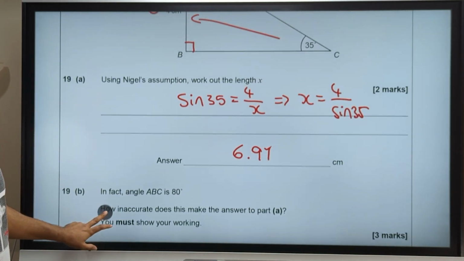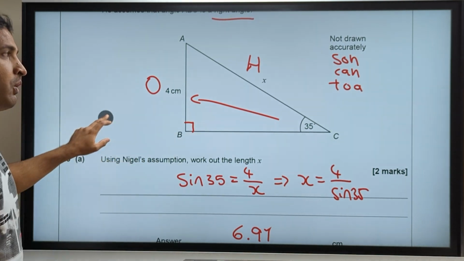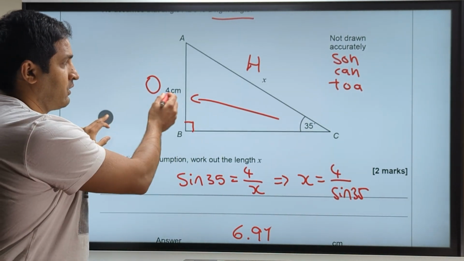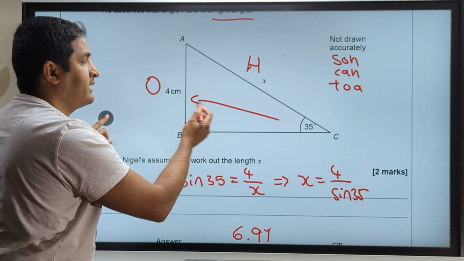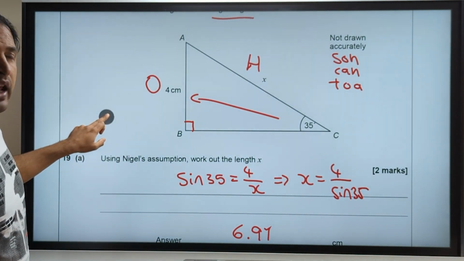Now, in fact, the angle ABC is 80 degrees. That changes everything. That means we can't use SOHCAHTOA if that's an 80 degree angle. What we can use here is that's one pair of opposite angles inside, and then you've got another opposite angle inside. So we can use the sine rule here.